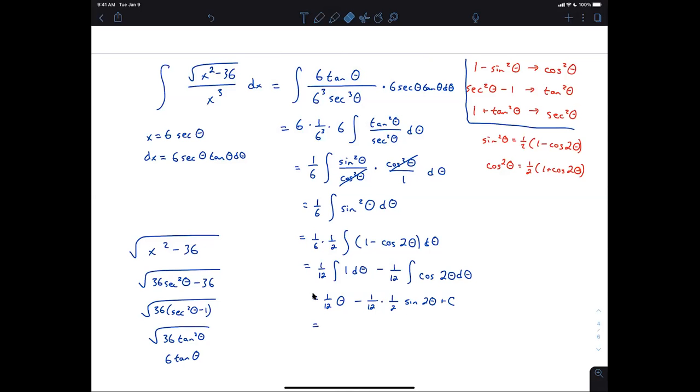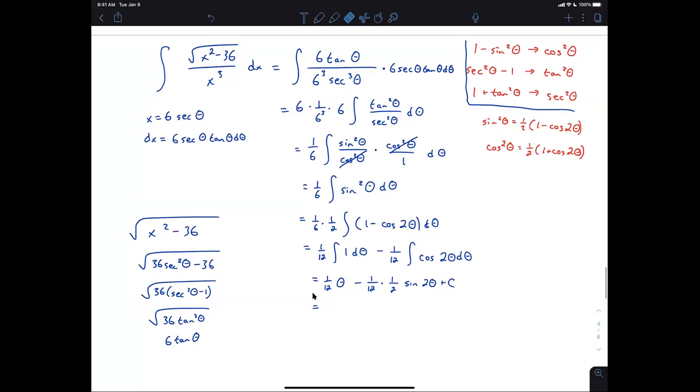All right. So at this point, we try to go back to x. So you go to the original trig substitution. Actually, we'll do this in green, so let's keep it separate. So x is 6 secant theta, and so then secant theta is x over 6. So you solve for the trig function.